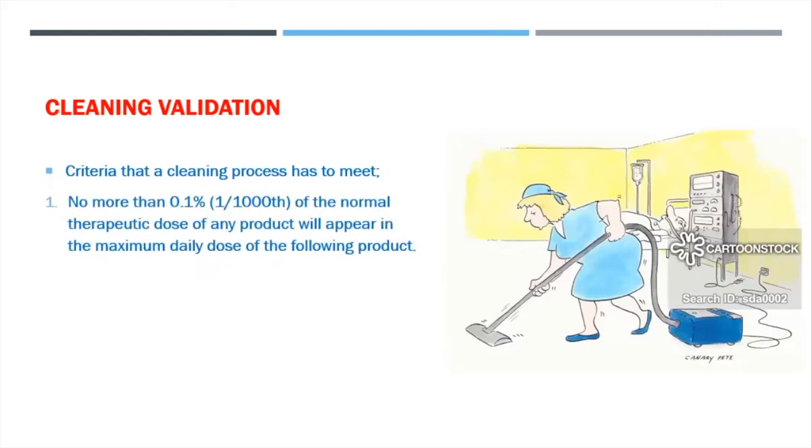no more than 0.1%, 1/1000 of the normal therapeutic dose of any product will appear in the maximum daily dose of the following product. You can imagine what is the limit that can be allowed. It's almost next to zero, nil. No more than 10 ppm of any product will appear in another product.